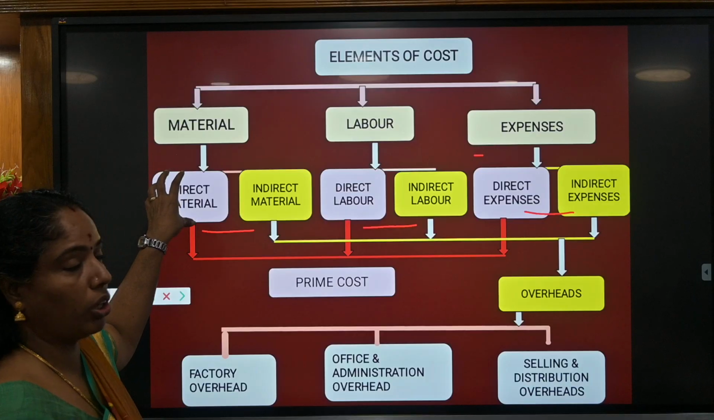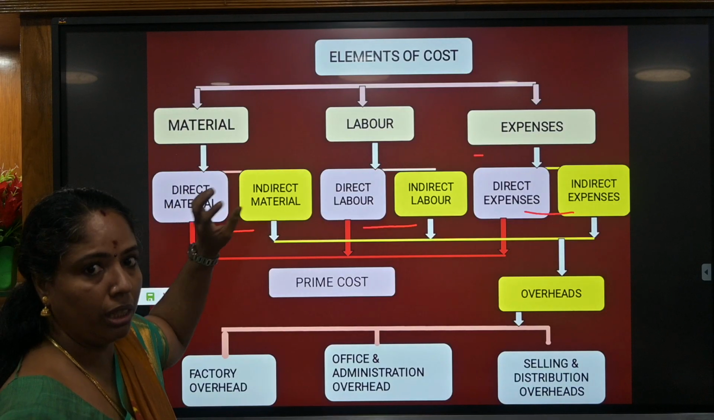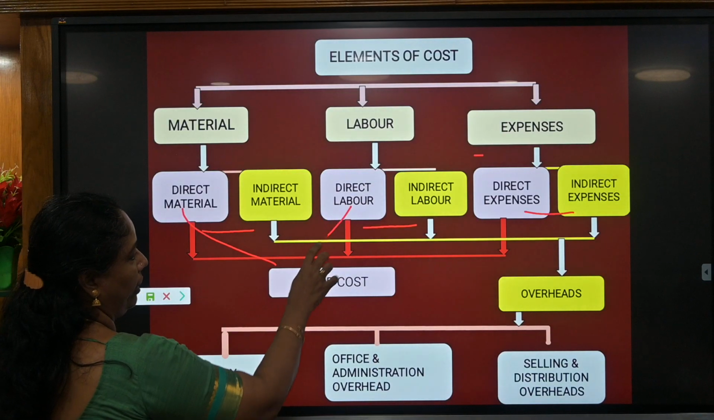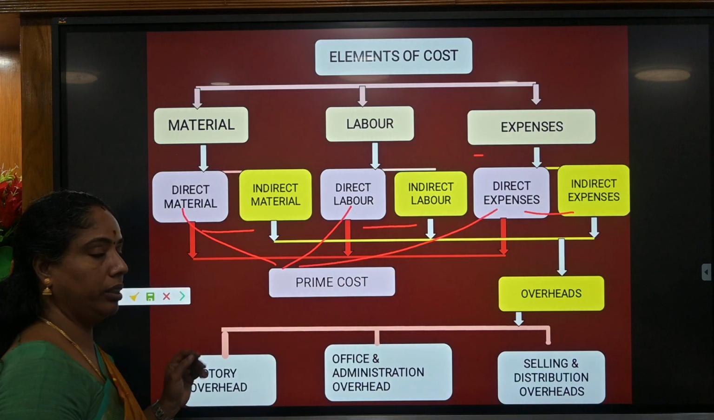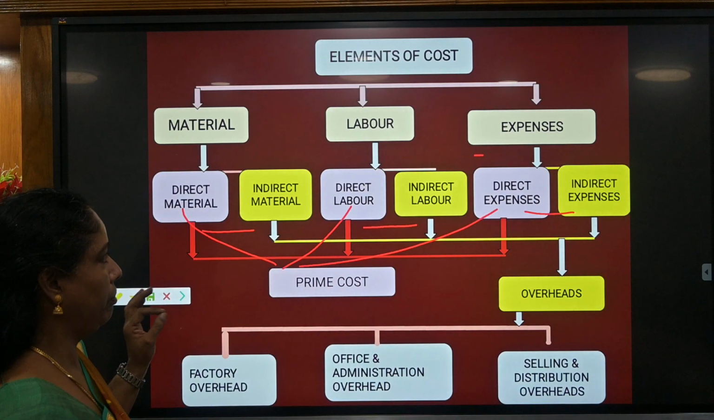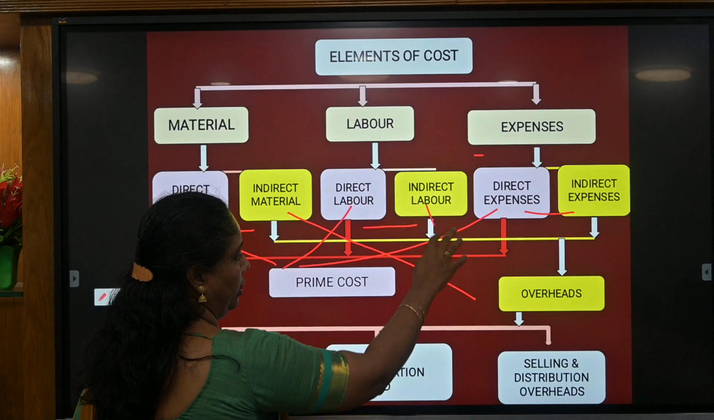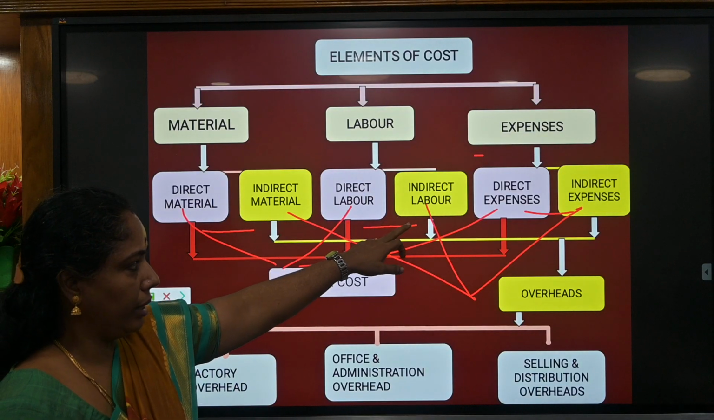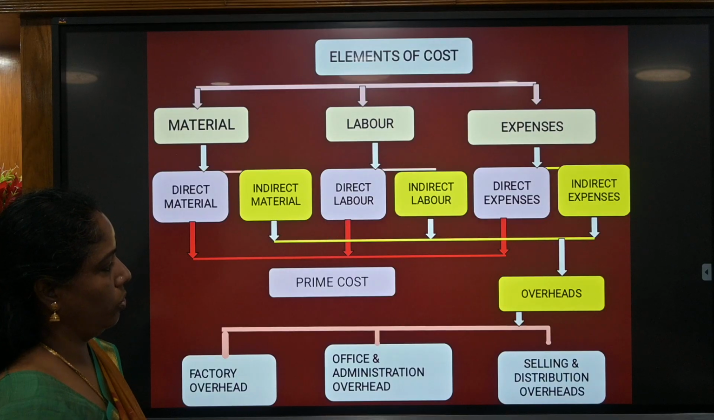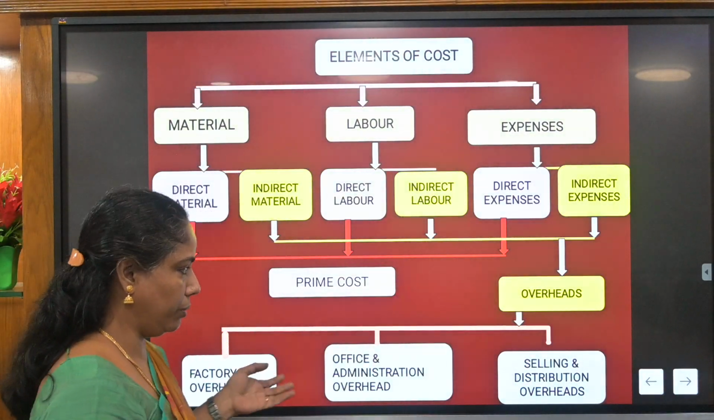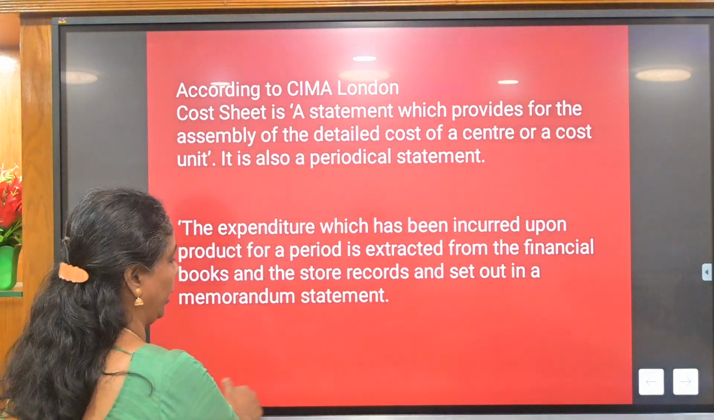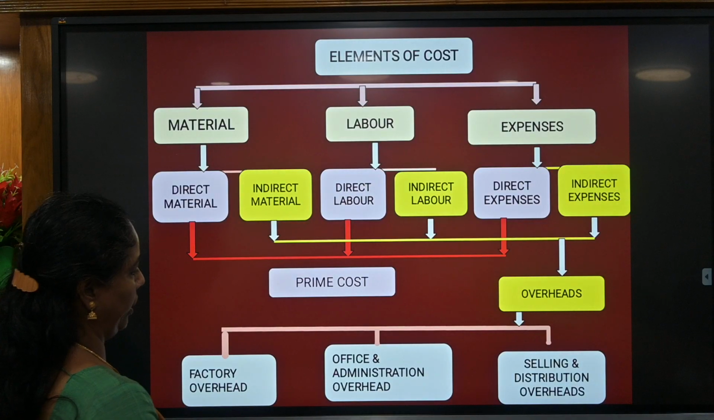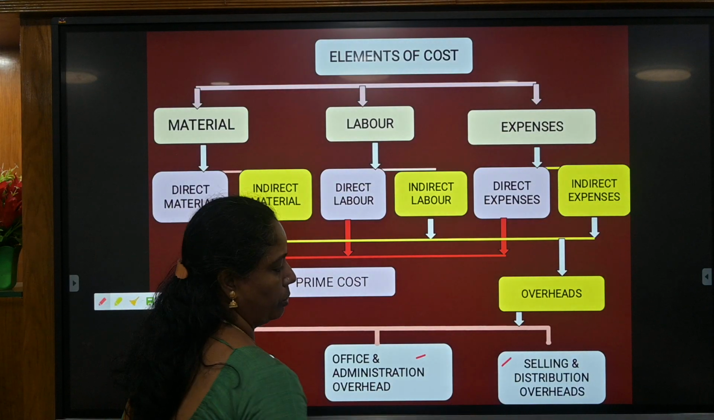The expenses which are directly involved in these elements are collectively known as prime cost, that is direct material, direct labor and direct expenses. If we add the indirect things altogether, they are collectively known as overheads, that is indirect material, indirect labor and indirect expenses. This overhead is further subdivided into factory overheads, then office and administration overheads, then selling and distribution overheads.